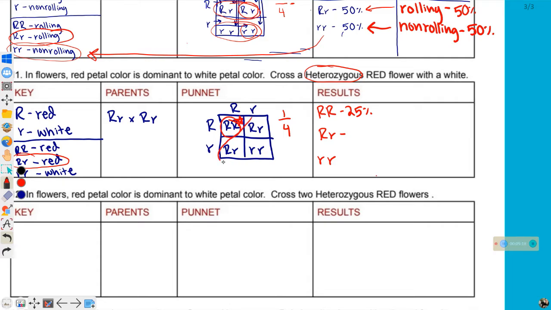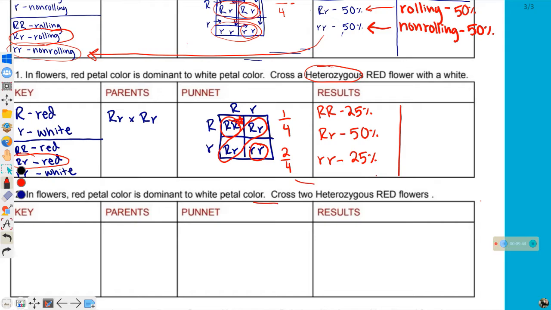Next up, big R, little r. We have 2 of these. See them here. So that would be 2 out of 4. 2/4 or 1/2 is 50%. And last off, we have little r, little r, just 1 of those out of 4 total. So that would be 25%.